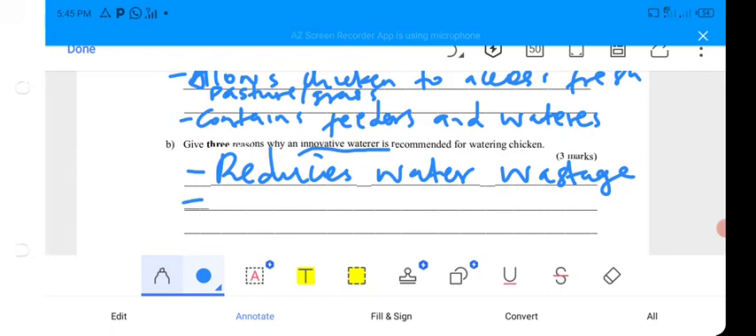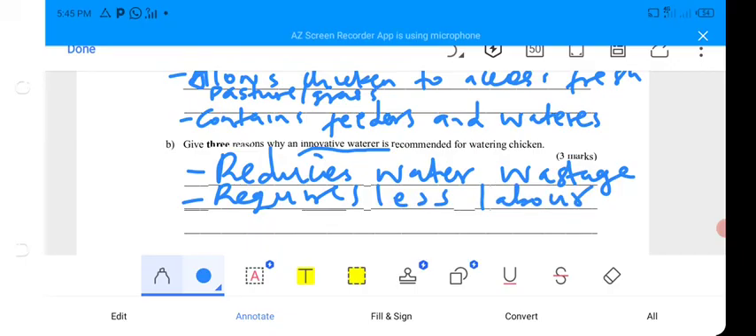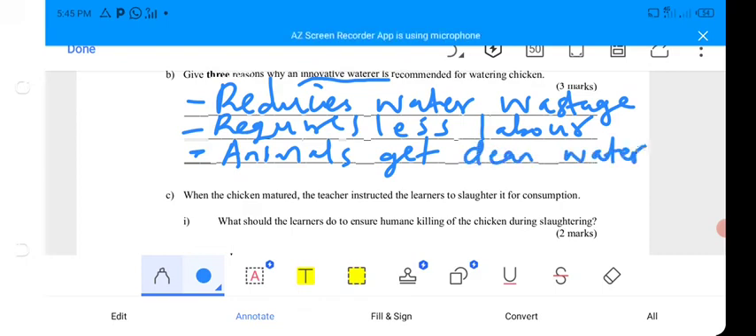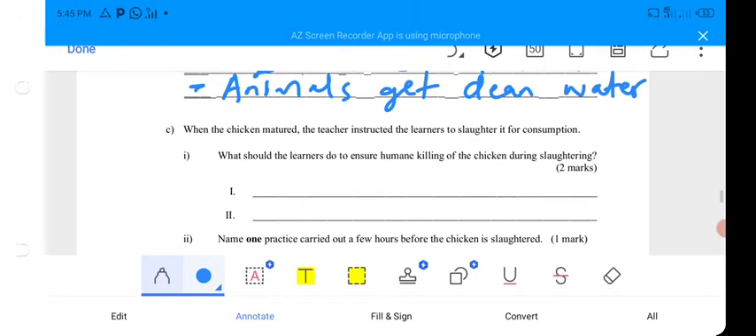Number two, it requires less labor. It's not labor intensive. Number three, animals can get clean water. Animals get clean water. Remember, in an innovative waterer, it's hard for the dirt to get into the water.